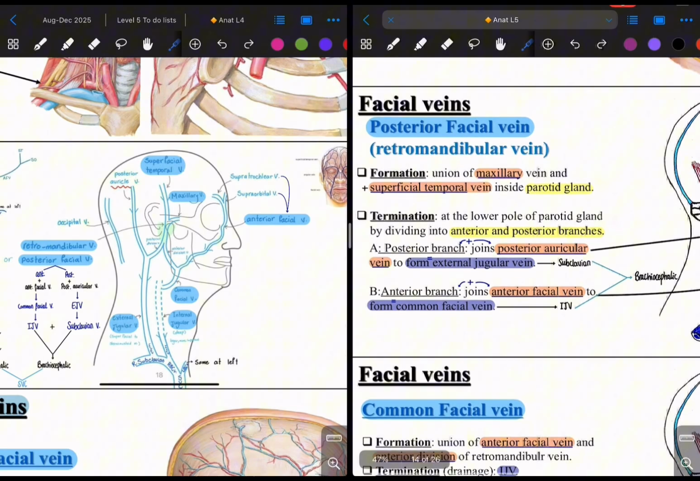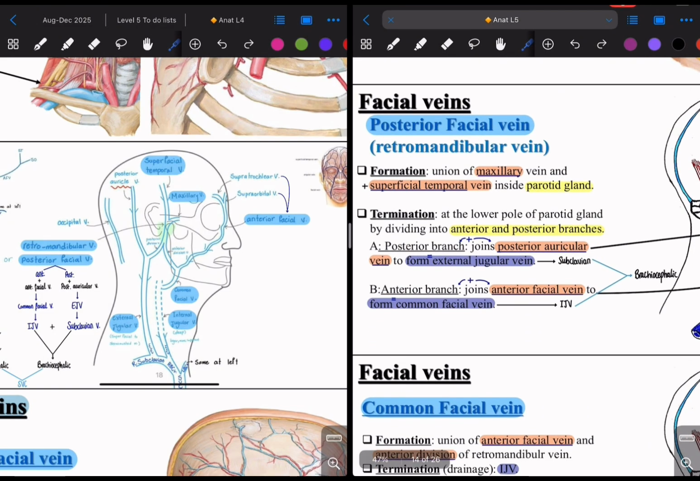Okay. Next, we have the posterior facial vein. We said how is it formed? It's formed by the maxillary vein and the superficial temporal vein. So when these two veins unite together, they're gonna give us the posterior facial vein. But where exactly do they unite? They unite at the salivary gland we said is called the parotid gland. Okay, so the maxillary and superficial temporal vein unite at the parotid gland and give us the posterior facial vein.